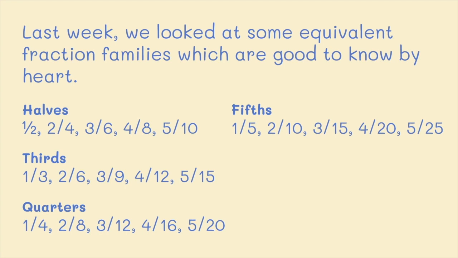We had a look at some equivalent fraction families last week, and these are good to know off by heart. So you've got your halves: 1/2, 2/4, 3/6, 4/8, 5/10. Thirds: 1/3, 2/6, 3/9, 4/12, and 5/15. Quarters: 1/4, 2/8, 3/12, 4/16, and 5/20. And fifths: 1/5, 2/10, 3/15, 4/20, and 5/25. So they're all equivalent fractions already. It would be good if you knew some of them off by heart.